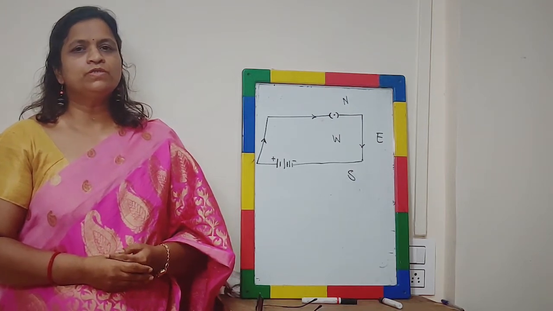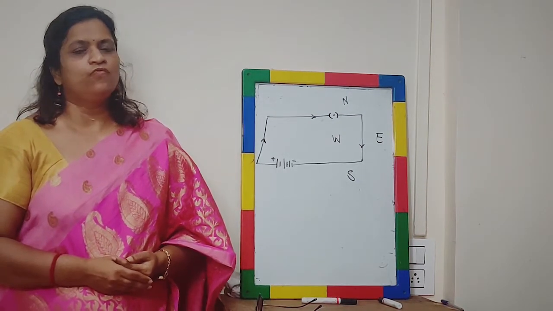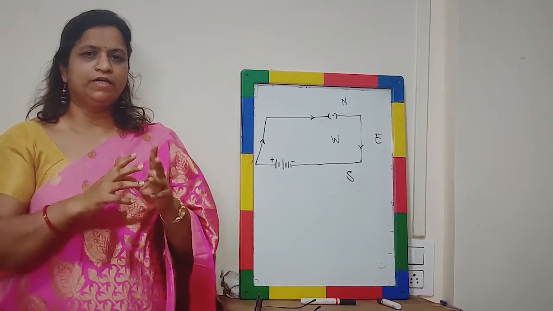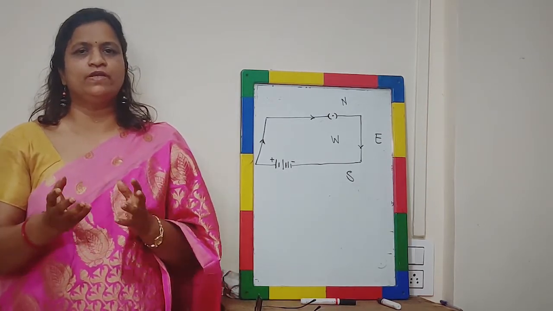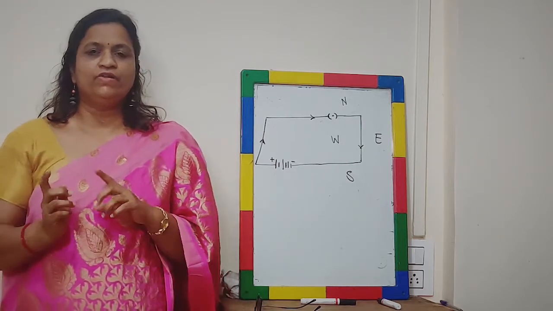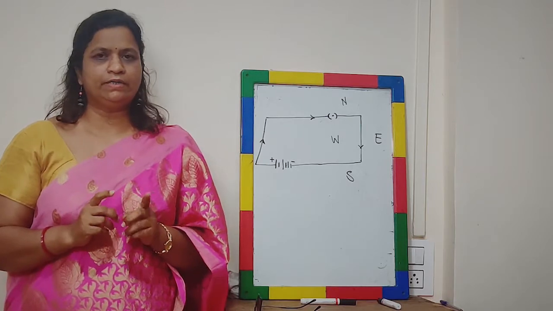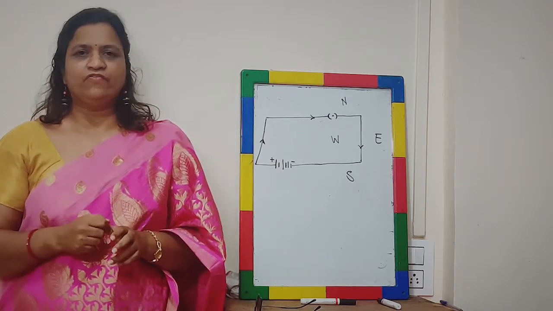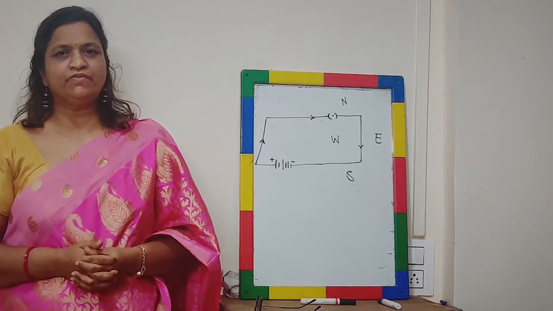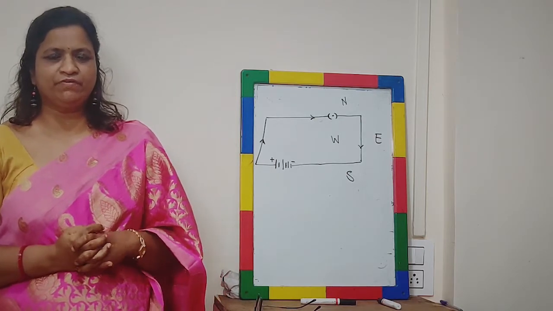Yes, good morning students. Today we are going to see the direction of the magnetic field generated because of electricity. We already discussed one activity showing that whenever current flows through a conductor, a magnetic field is generated around it. Now, to see the direction of such a magnetic field, we are going to discuss the same activity once again.